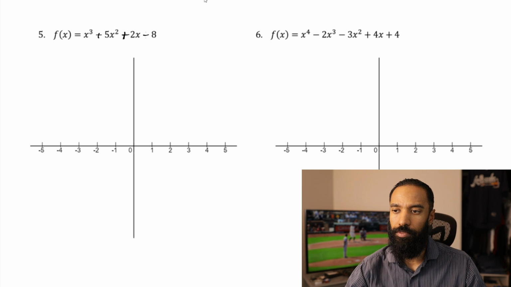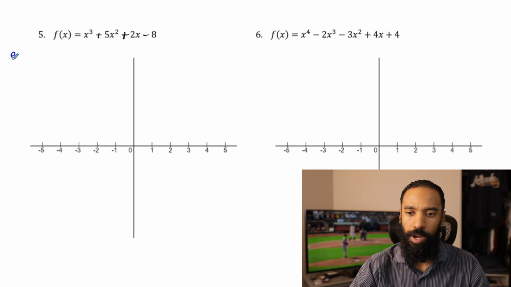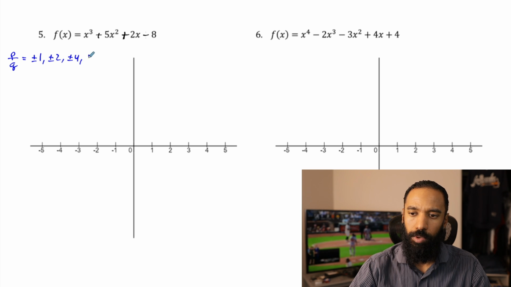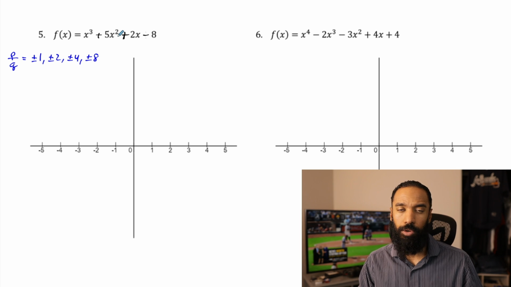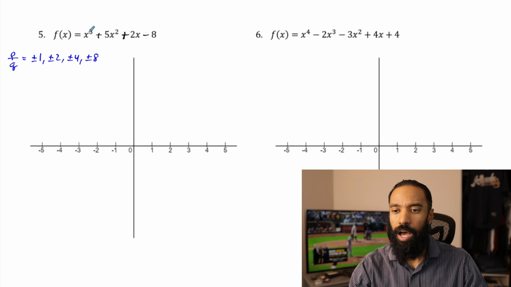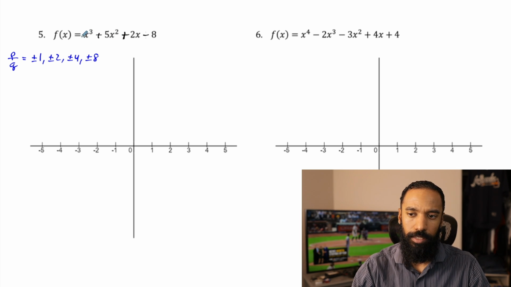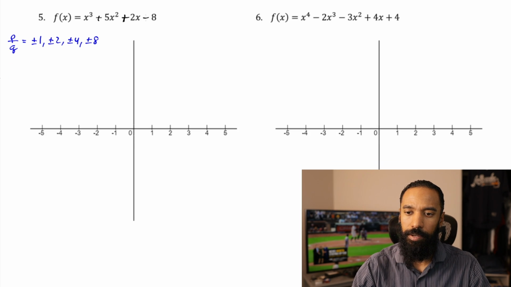We have to look at our p's over q's here, factors of 8 over factors of 1. So p over q time, and that's going to be plus or minus 1, 2, 4, and 8. Once we find one, we'll use synthetic division on it, and then write the factorization from there. Hopefully the quadratic is then factorable. By the way, this is a cubic with a positive leading coefficient right here. So let's try some. Let's go f of 1.